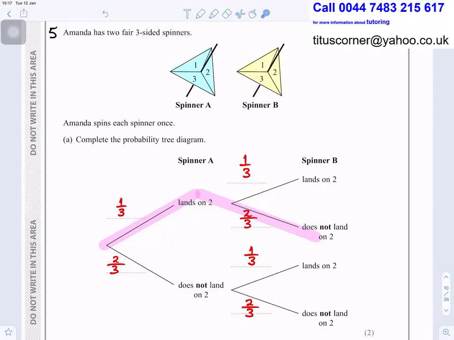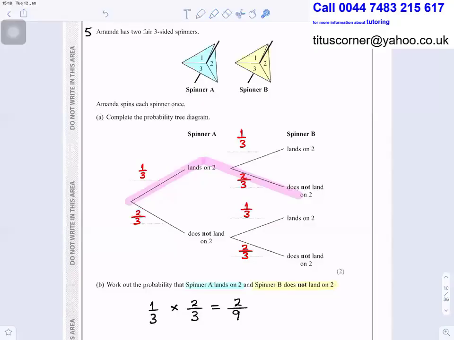And when it does not land on 2, you go to spinner B. Probability that it lands on 2 is 1 out of 3, stays the same. Probability that it does not land on 2 is 2 out of 3. And that's how you complete that probability tree diagram.